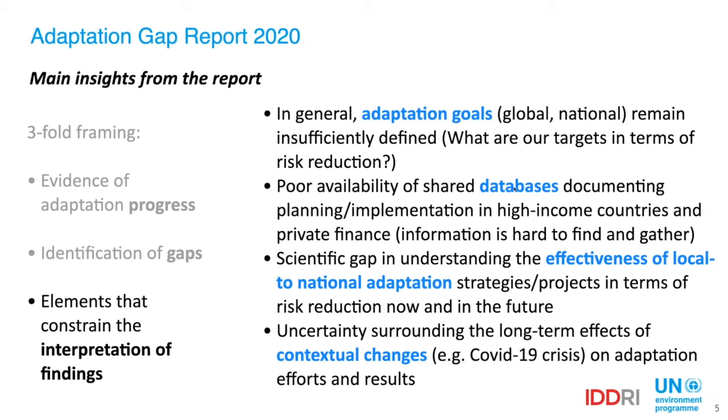There are also scientific gaps, as has been said, in understanding the effectiveness of local to national adaptation strategies and projects in terms of risk reduction now and in the future. And there are uncertainties surrounding the long-term effects of contextual changes. We have a sad but current example with the COVID-19 crisis; its effects on the long-term efforts in terms of adaptation and results remain a big question.